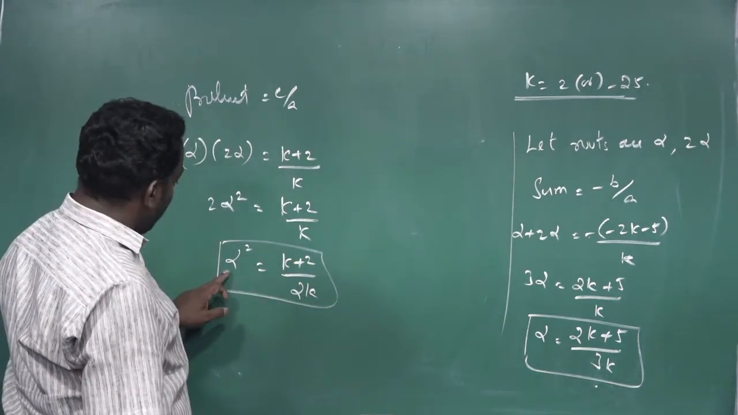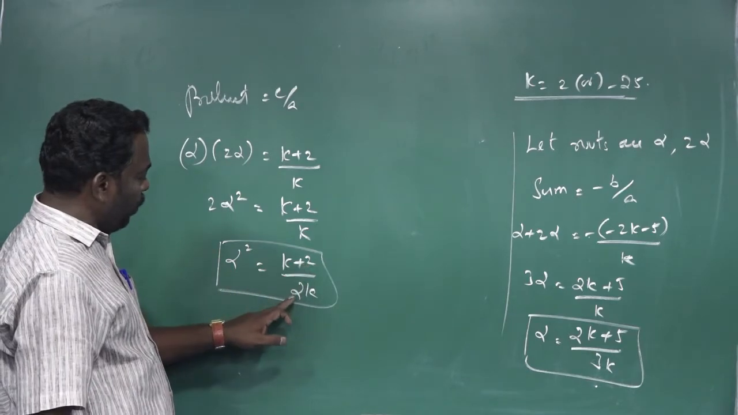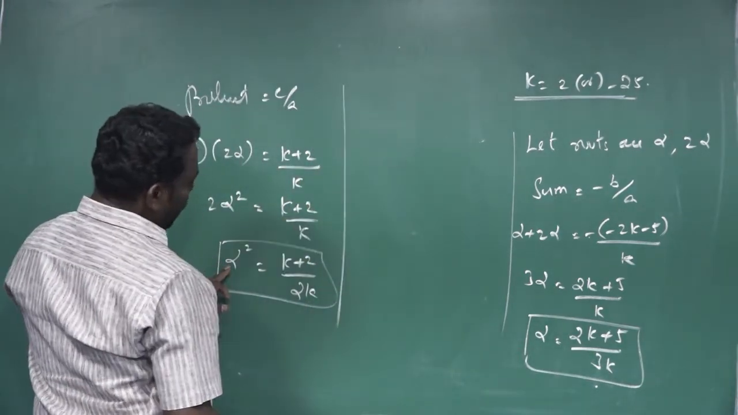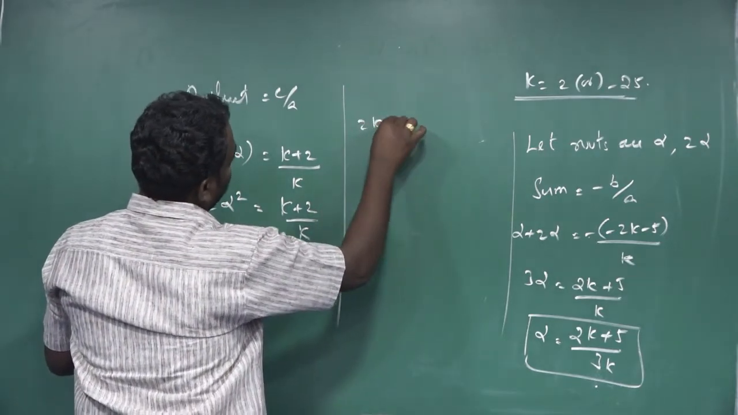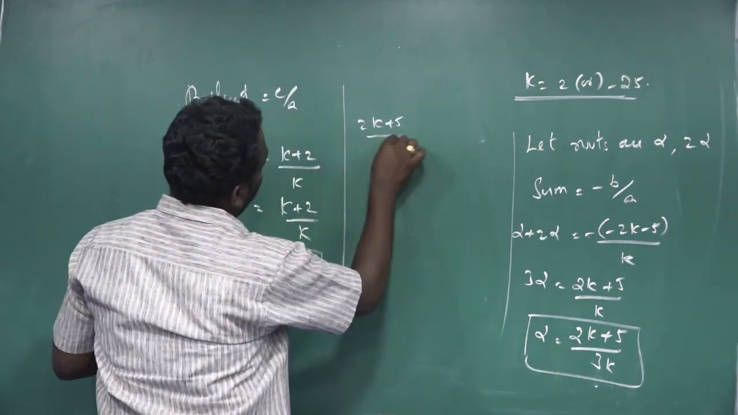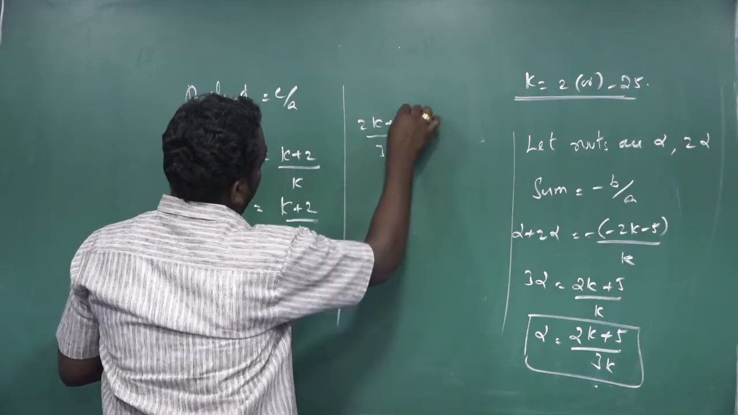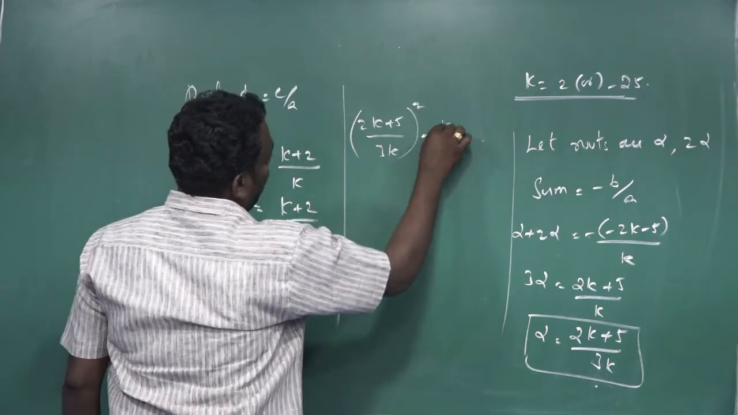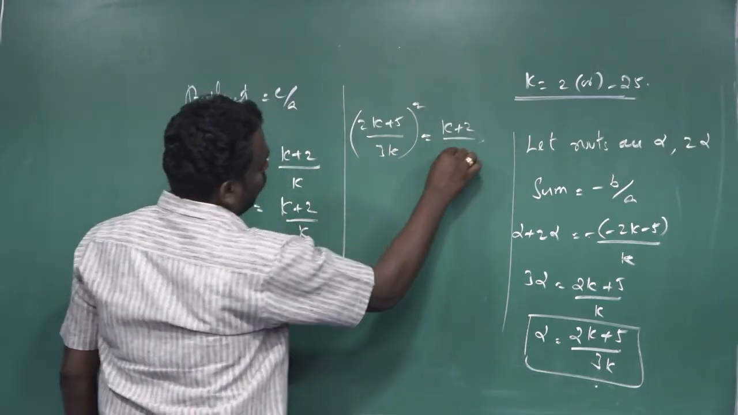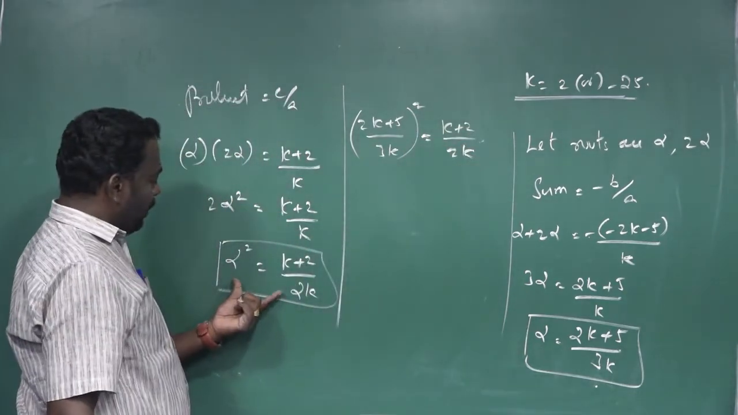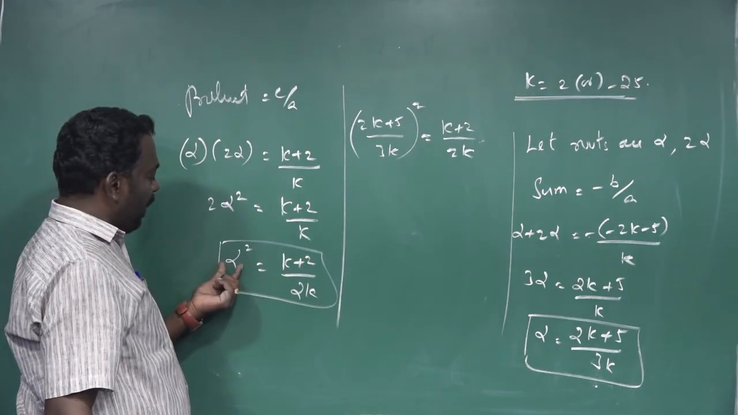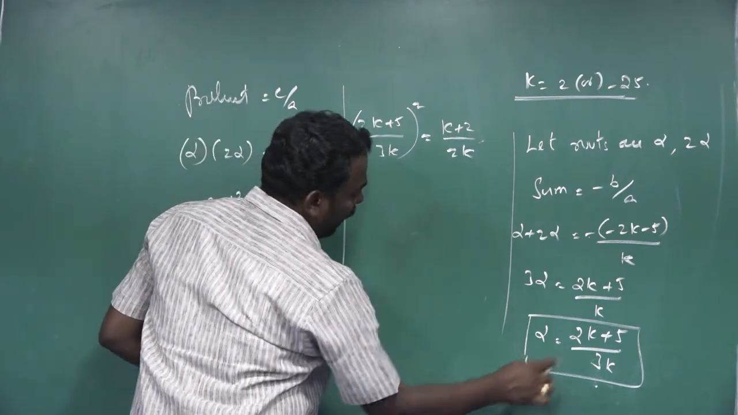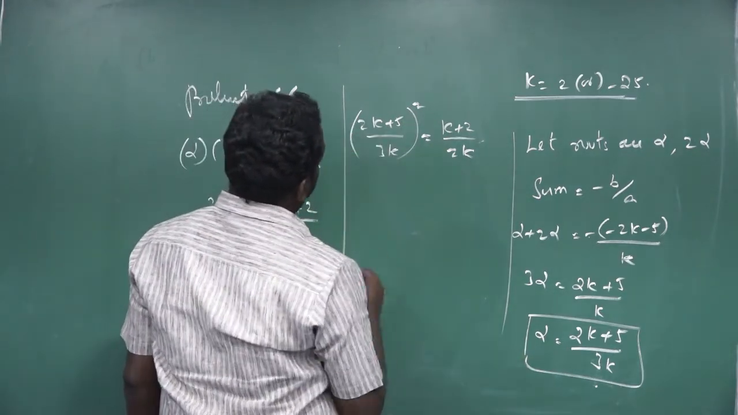In this, alpha square equal to k plus 7 by 2k, we can replace the alpha value in this equation. Therefore what is alpha? 2k plus 5 by 3k, alpha whole square, is equal to k plus 7 by 2k. Just substituting the alpha value equal to 2k plus 5 by 3k that we have just obtained, now apply the power to the bracket.